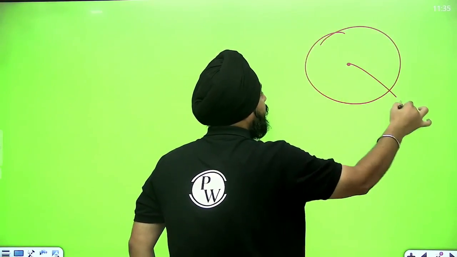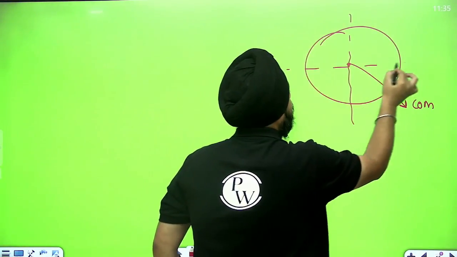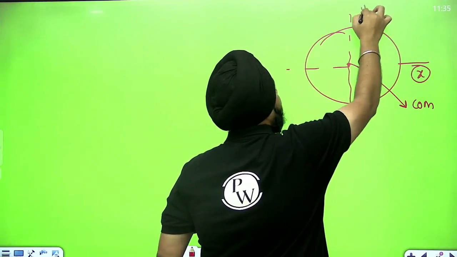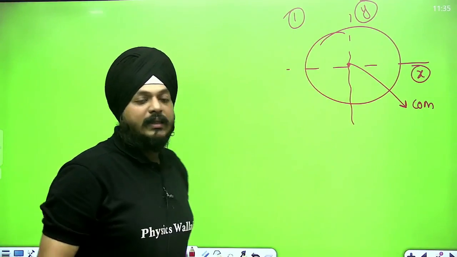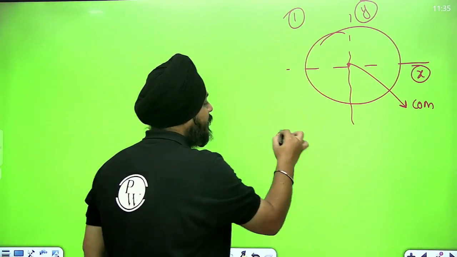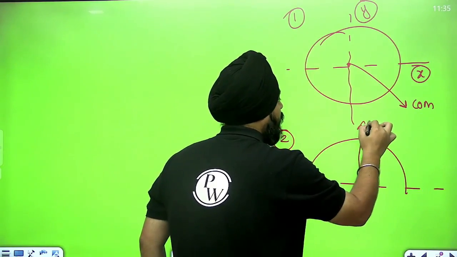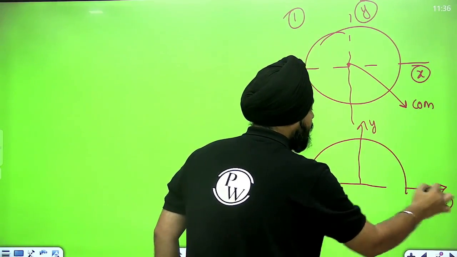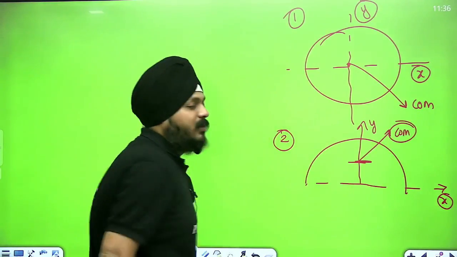Whole disk: this is the x-axis, this is the y-axis. First example, this is the center of mass. Semicircular disk: this is the y-axis, this is the x-axis. This is the center of mass. It is always toward the higher mass side.